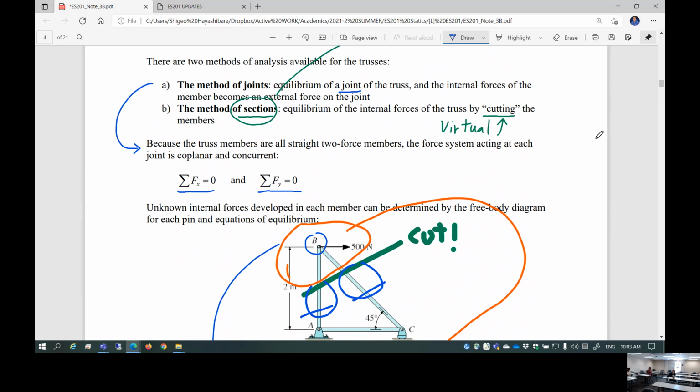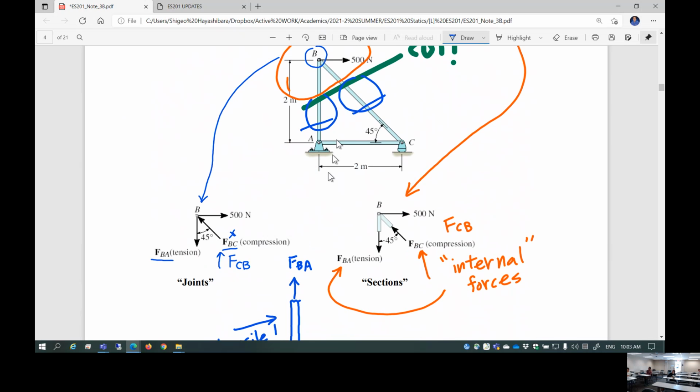Any question here? So basically, this is the method of sections. You're going to pick up this, okay, then apply equation of equilibrium for this member. It's quite a bit different. This is the equation of equilibrium applied at the joint. This is the member, okay? It's quite a bit different. You're going to see the difference soon enough.